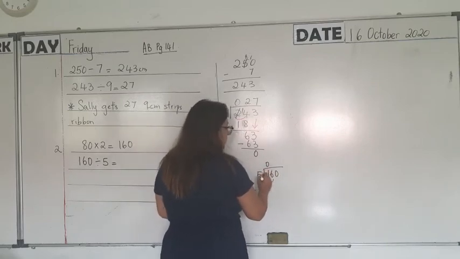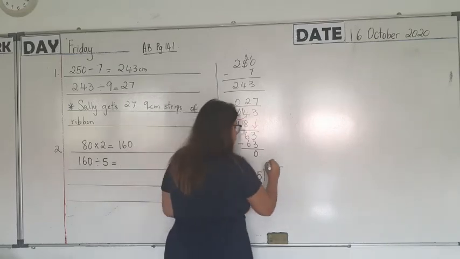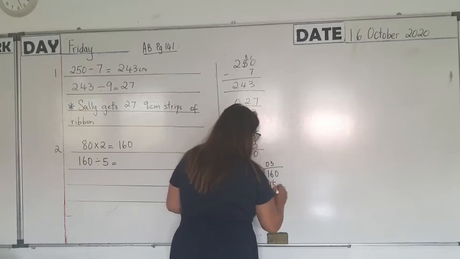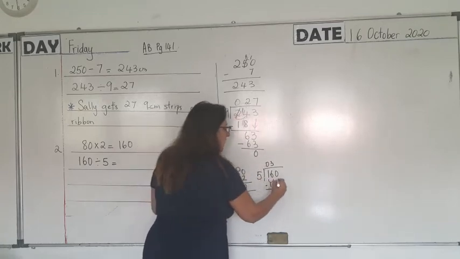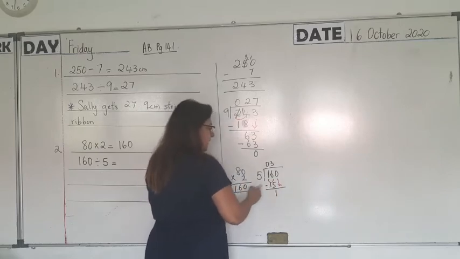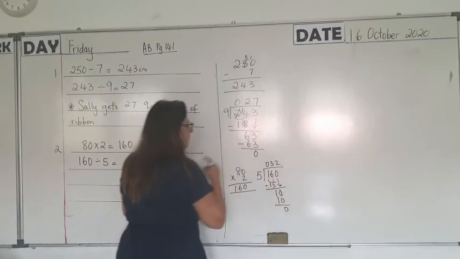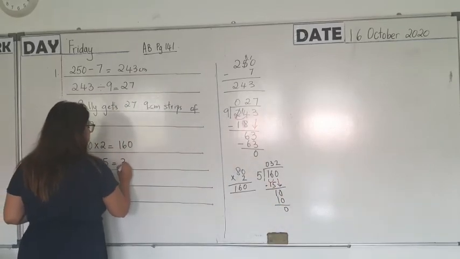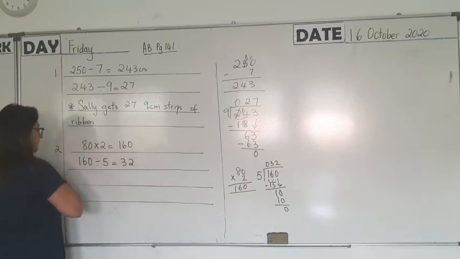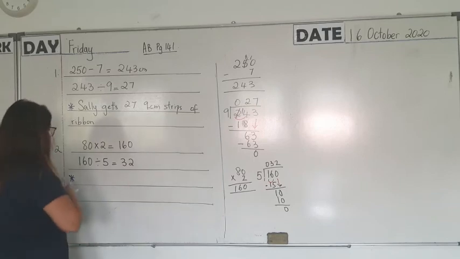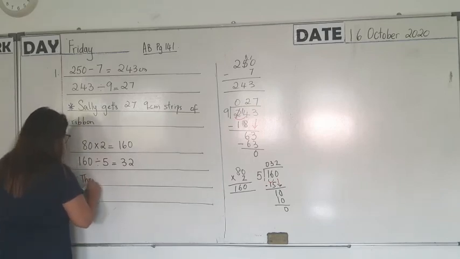So closest number to 16 in 5 times table is 15. So 5 times 3 is 15. Remainder 1. Okay. Bring down the 0. You get 10. So 5 times 2 is 10, remainder 0. So the number of children that you get is 32. Alright? Then you write the statement. Question is, how many children were at the party? There were 32 children at the party.